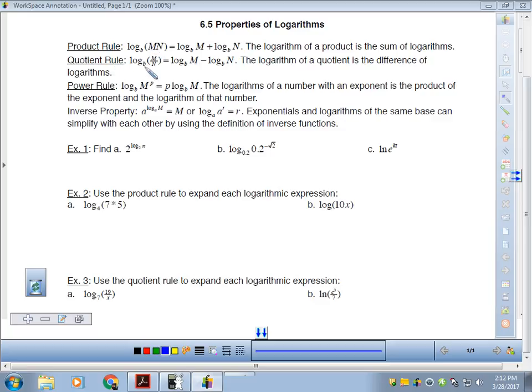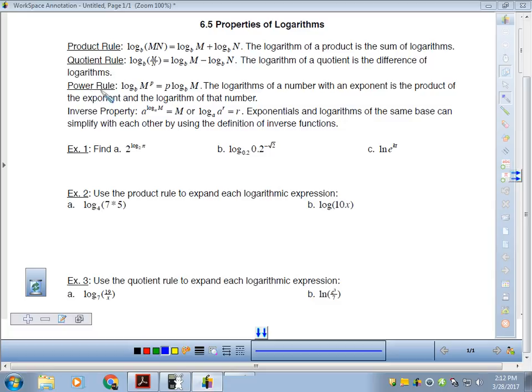Quotient rule, log base b of m divided by n. When you have division, you are allowed to split it into two logs with subtraction. So log base b of m minus log base b of n. And again, this comes from exponent rules. When we had division, we subtracted exponents. Same thing here. When we have division in a logarithm, we turn it into the subtraction of two logarithms.